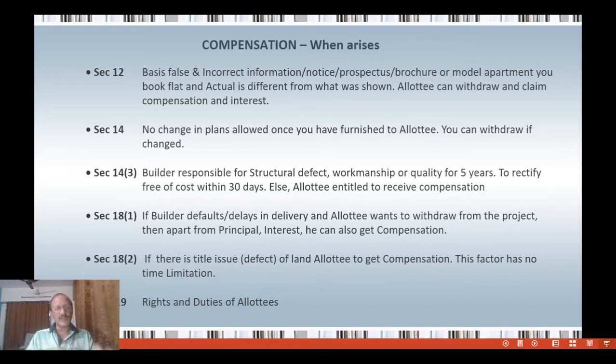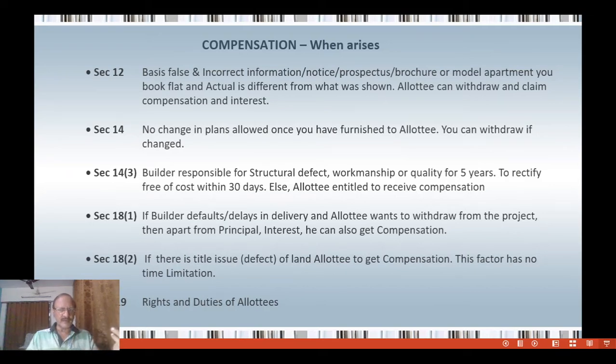Let us go to the third important factor. So first, section 12 we saw, it is basically false advertisements, whether in terms of showing false sample flats or in terms of brochures or advertisements or hoardings or whatever. Section 14 we saw was change in the plan.